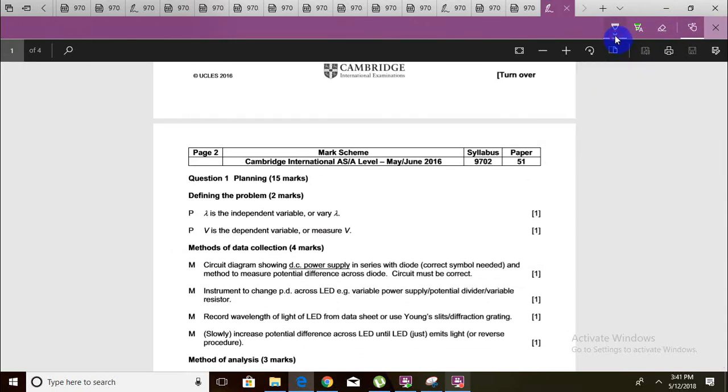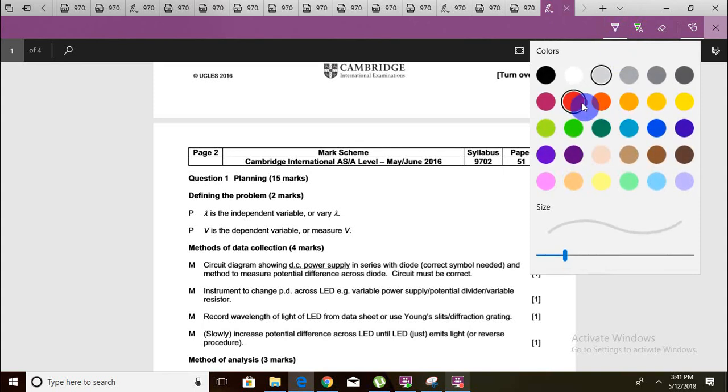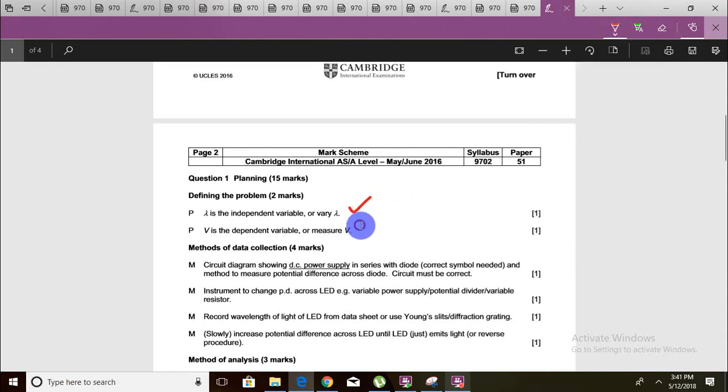Lambda is the independent variable, V is the dependent variable. Done. 2 marks. DC power supply, yep, that is important. In series with diode, and method to measure PD, circuit must be correct. Instrument to change PD across LED, example variable power supply, potential divider, or variable resistor. Yep, we used these. Record wavelength of light of LED from datasheet, or use either Young slits or diffraction grating. Slowly increase the potential difference across LED until LED just emits light. Yep.